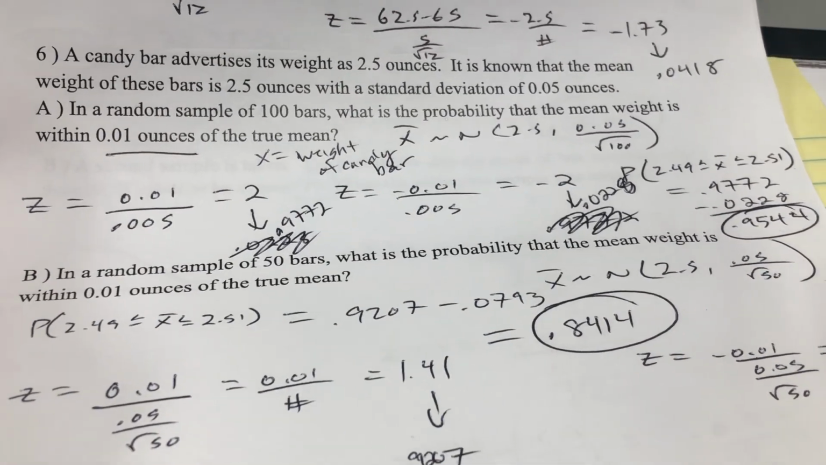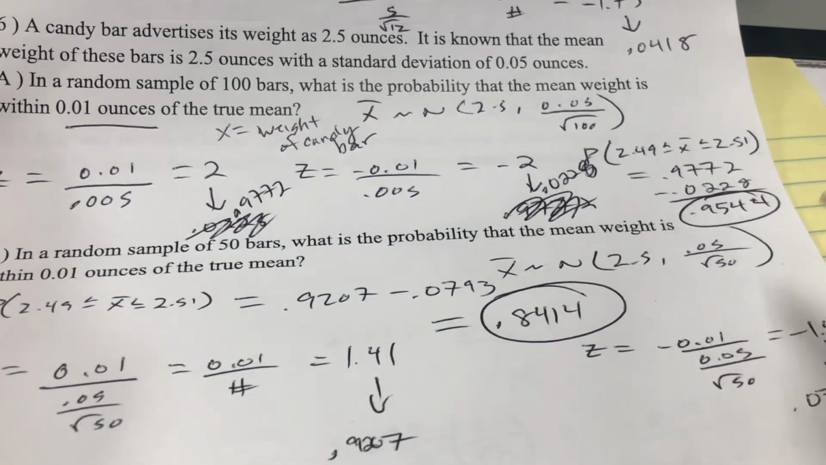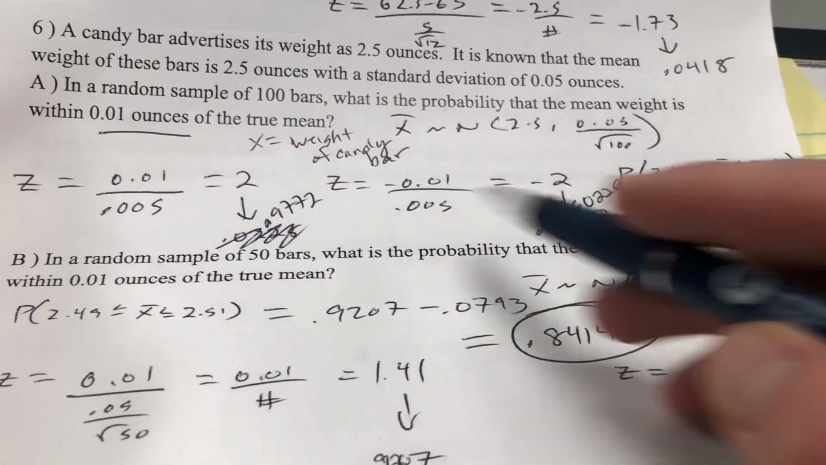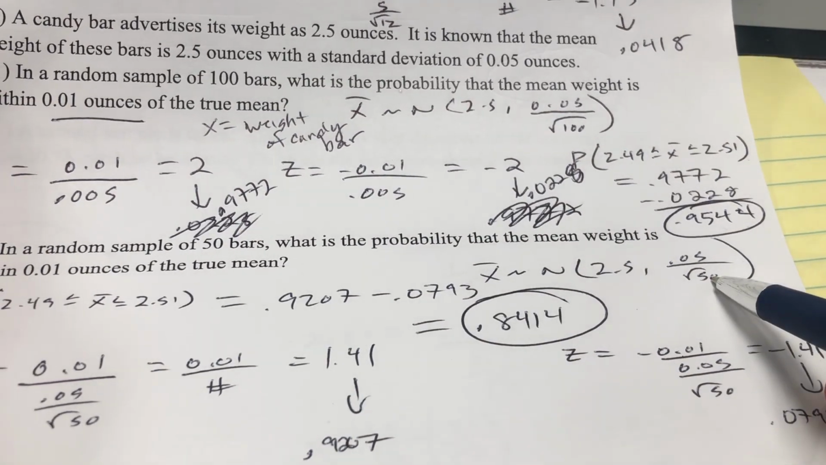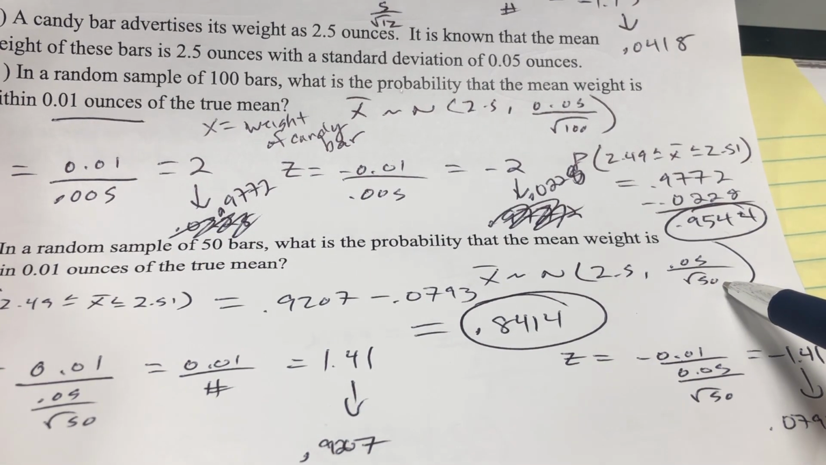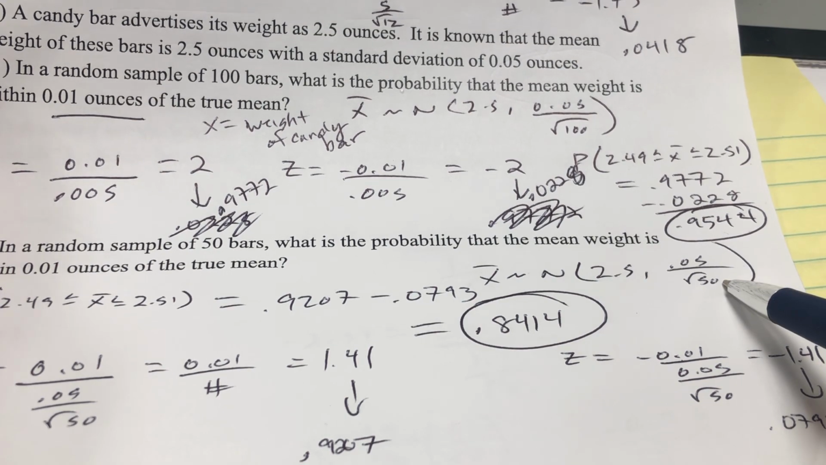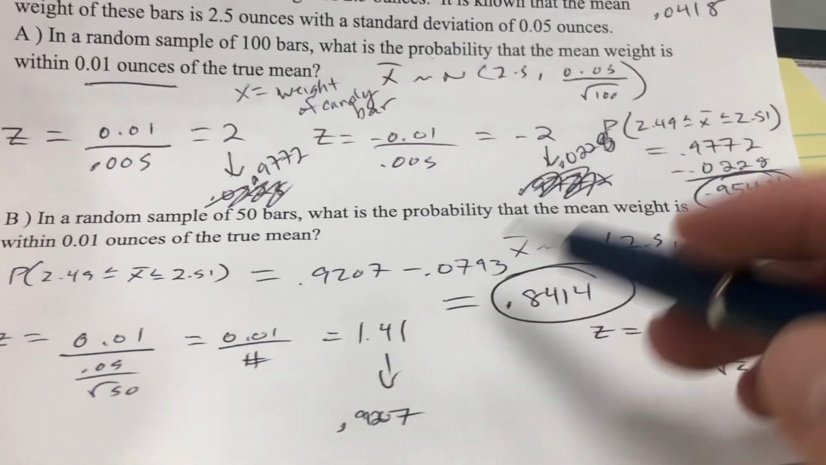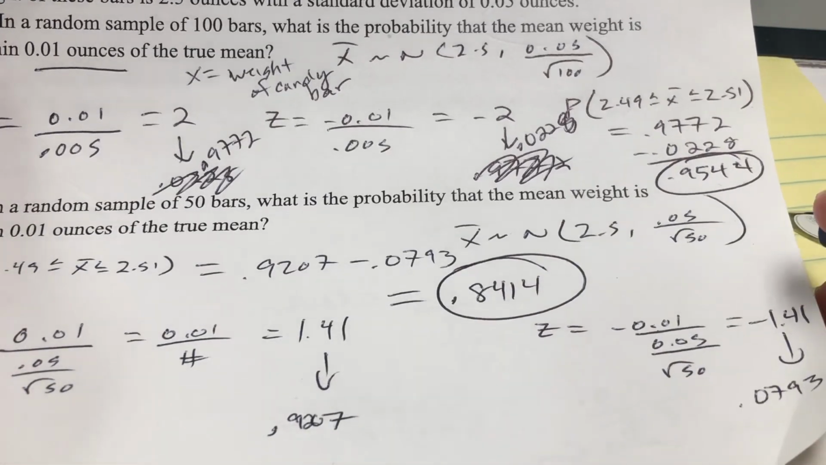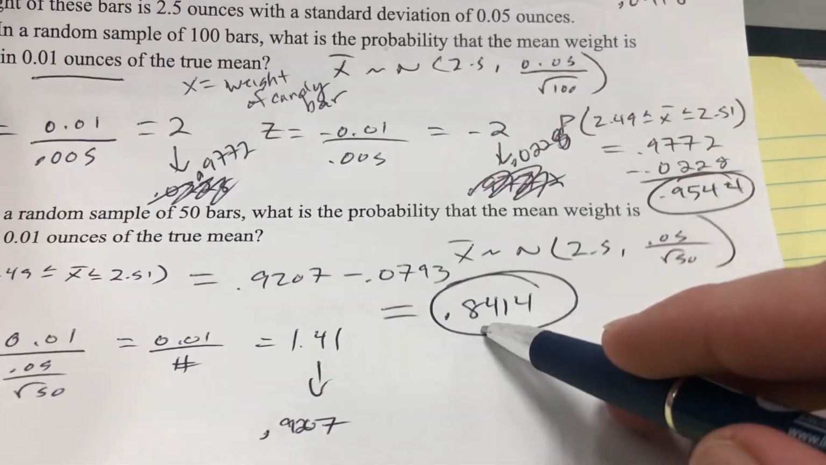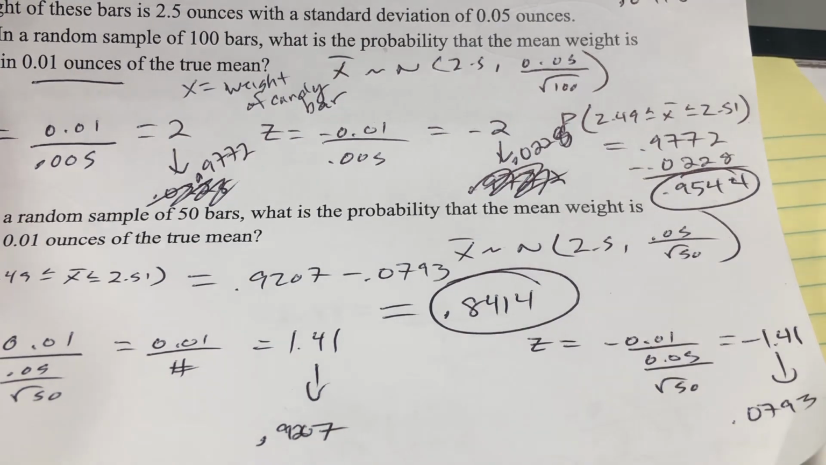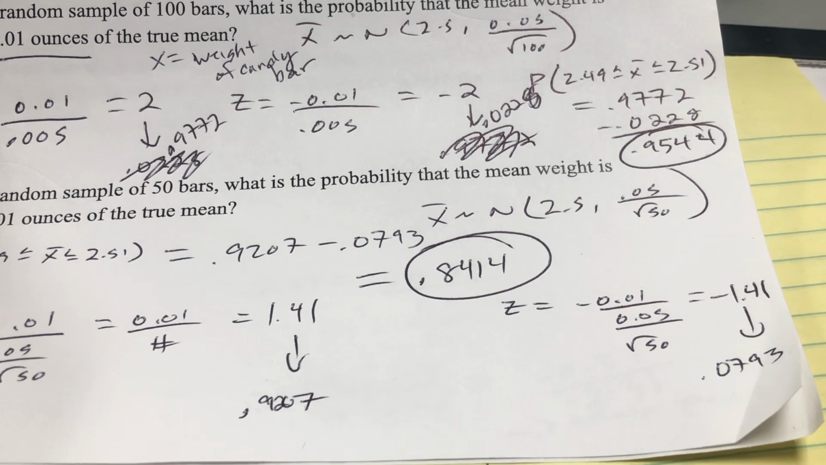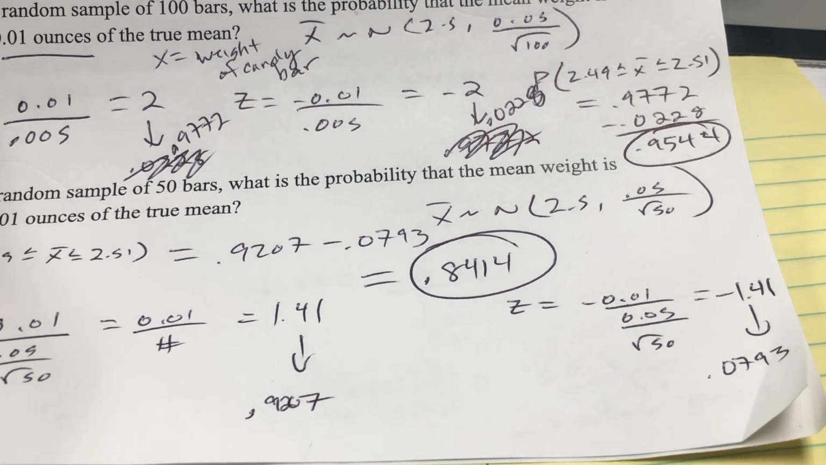And a random sample of 50 bars, same sort of question. What's the probability it's between these two numbers? Your standard error is going to be different, though. It's going to be a little higher, right? So 0.01 divided by some number. So it's less likely. Still very high, but with 50 bars, it is less likely.